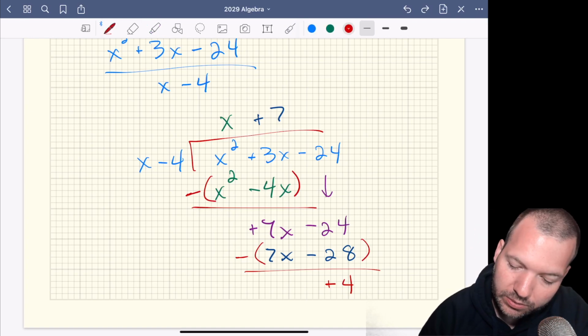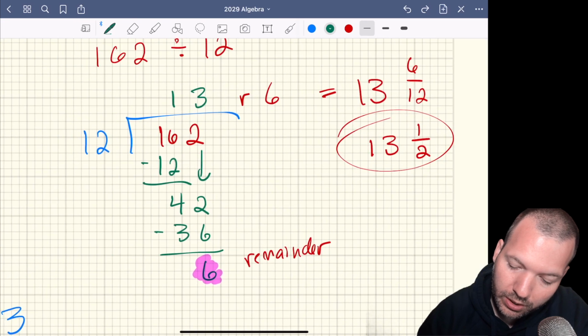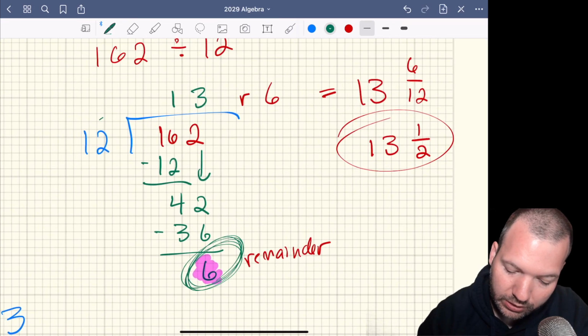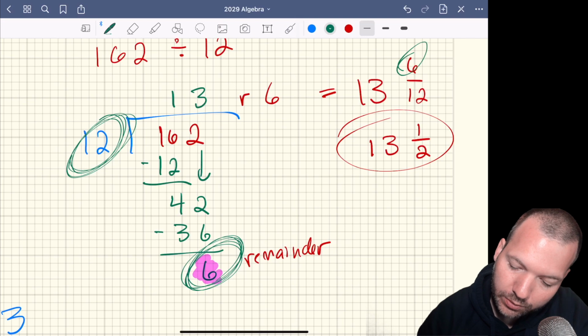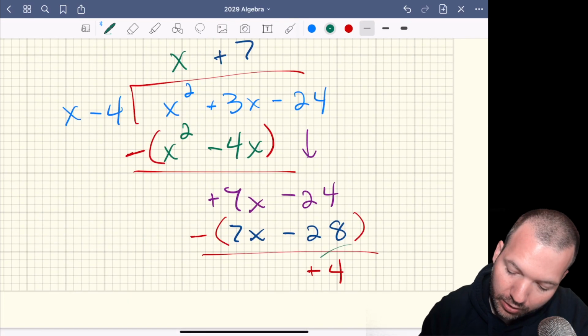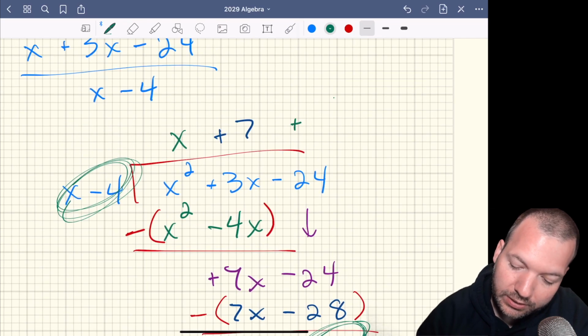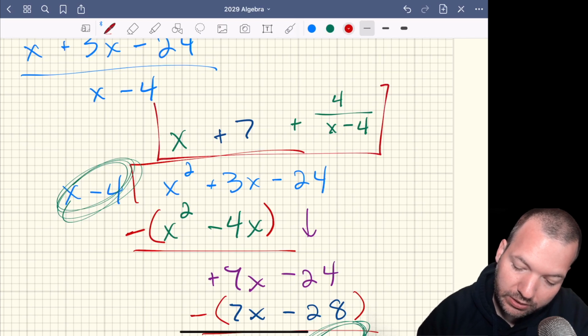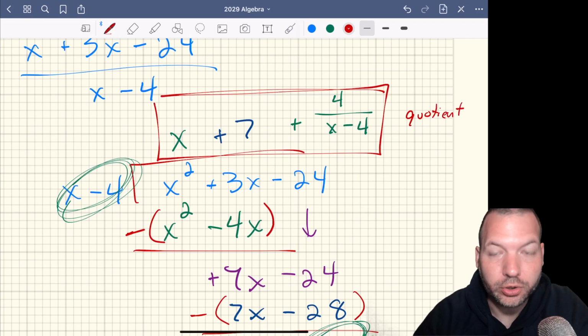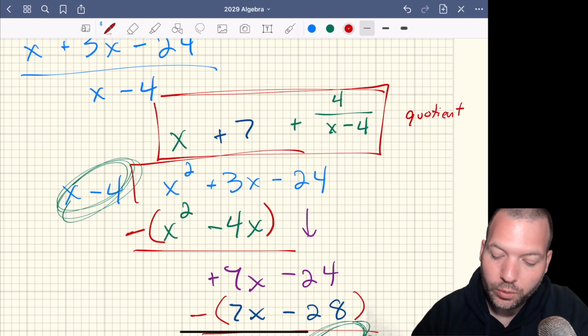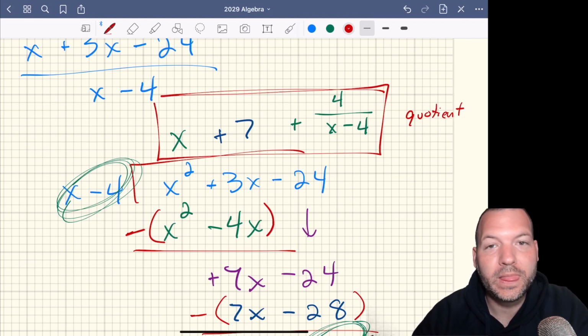But no, let's make a mixed number, right? Up here, we put that remainder 6 on top of 12, right? That's where we got 6 over 12 from. Here, we're going to put that remainder 4 on top of x minus 4. And so that gives us what we call a mixed expression. This is our quotient right now, including the fractional part. X plus 7 plus the rational expression 4 over x minus 4. And that is polynomial long division with remainders.